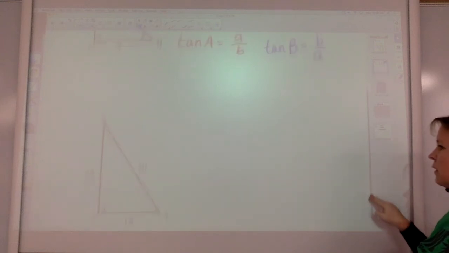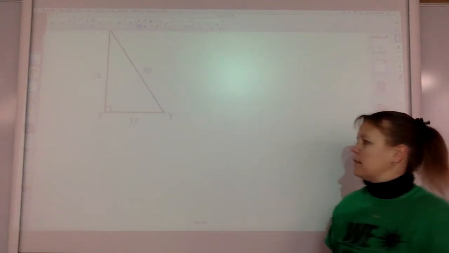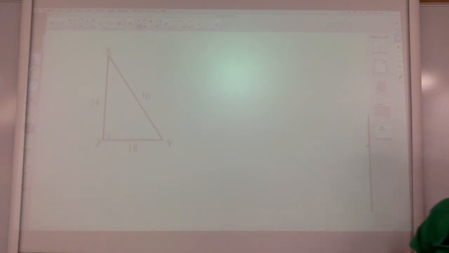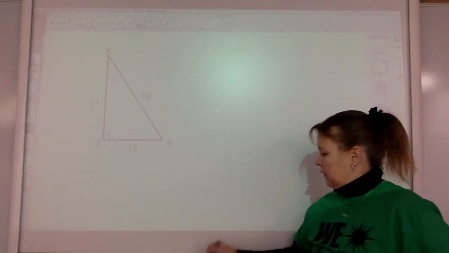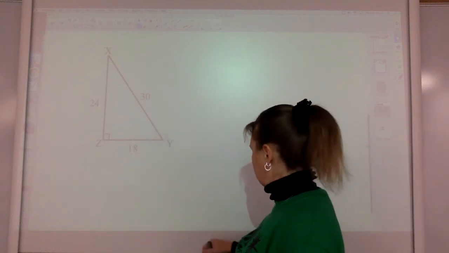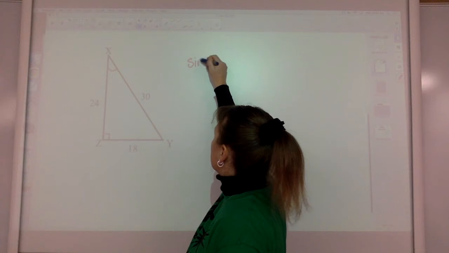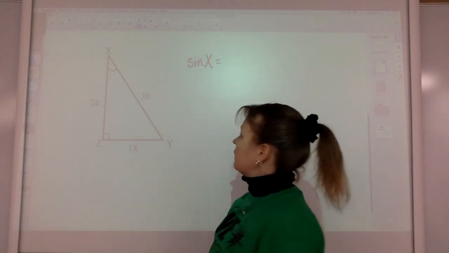Let's try one with numbers. We'll let this all soak in a little bit. I think it might be new for all of you, but we'll get the hang of it. We'll start with x up here in the corner. We're going to do the sine of capital X.